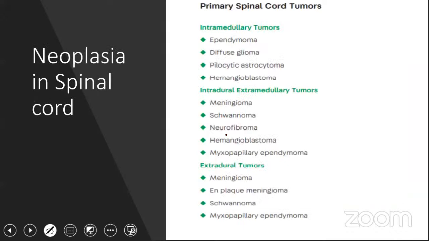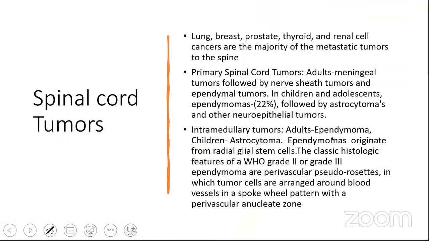And I said the primary spinal cord tumors, intramedullary is ependymomas, and you also have intramedullary astrocytomas, pilocytic astrocytoma, and intradural extramedullary is meningiomas and schwannomas, neurofibromas, myxopapillary ependymomas, extradural tumors, also en-bloc meningiomas. So the spinal cord tumors, and lung, breast, prostate, thyroid, and renal cell cancers are the majority of the metastatic tumors to the spine. The most common tumor is metastasis to the spine.